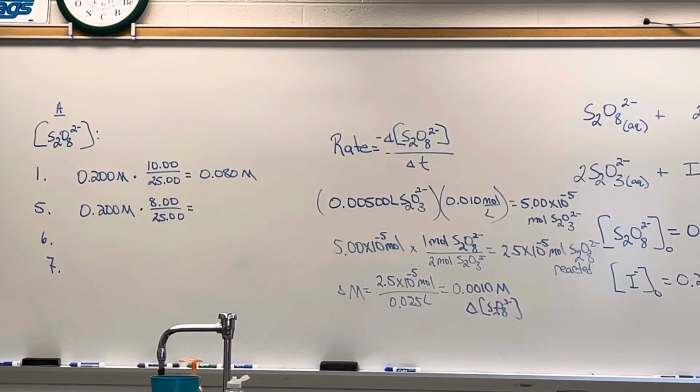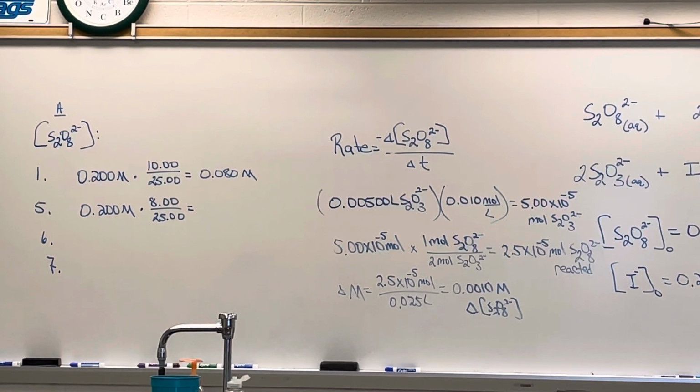Do y'all understand the math that I just did? I found out how many moles, because molarity times volume equals moles. Then I just used the mole ratio, it's 1 to 2, to figure out how many moles of S2O8 reacted, and then I divided that by the total volume it was in, 25 milliliters. And that's how much was used. That was the change in the concentration of the S2O8 during that amount of time. Okay. So in other words, only a very small fraction of the S2O8 actually reacted.